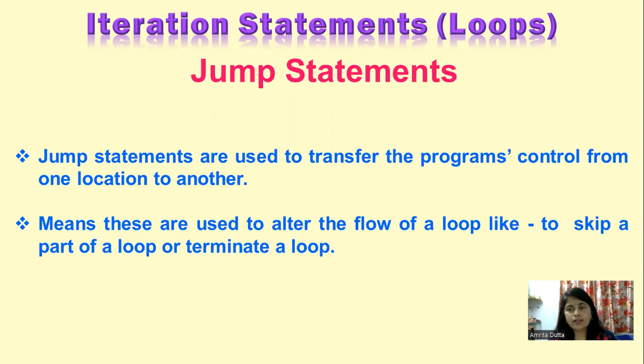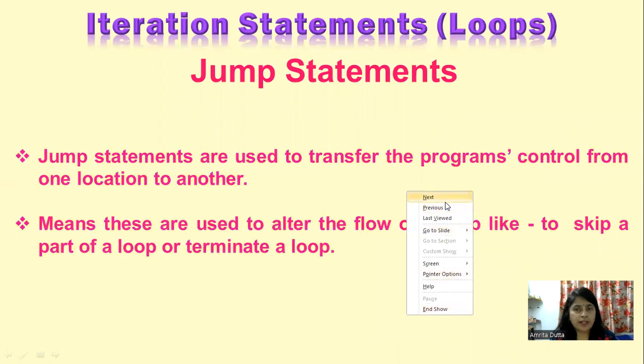As we know that loop continues for certain number of times. But on some given condition, if we want to end a loop or we want to skip a part of the loop, then mostly we use these jump statements. Now let us see the different types of jump statements which are provided in Python.